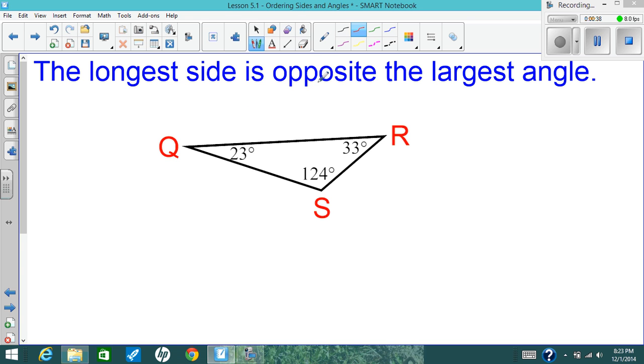So we can find the longest side in a triangle just by knowing which angle is the largest. So in this triangle QRS, angle S is the largest, it's 124 degrees. The side opposite that, we can start at the vertex and go across the triangle. The opposite side is QR. That means that QR is the longest side.